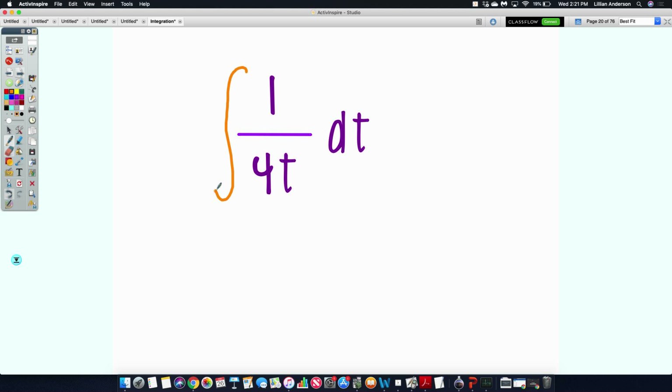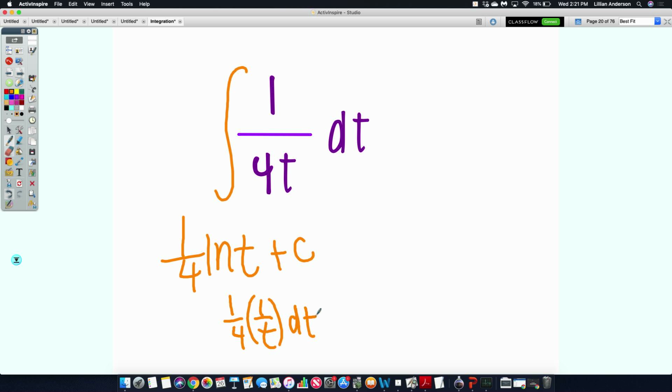This one, be cautious. What's the antiderivative of this one together? ln of 4t plus c. But I heard 2 different things from you guys. No, not ln of 4t. 1/4 ln t plus c. Because this is the same thing as saying 1/4 times 1 over t dt. So that 1/4 is nothing but a constant that you pull out. Okay?